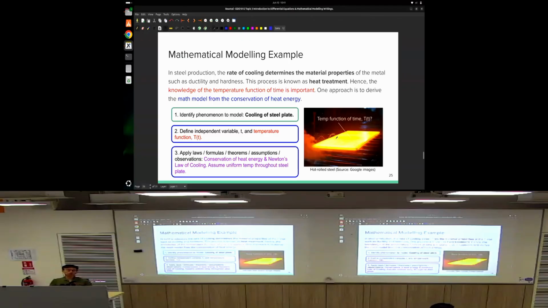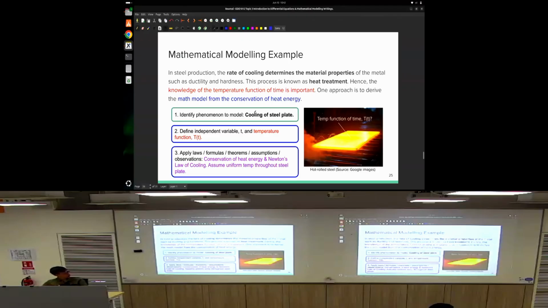Okay, and by the way, if you Google steel catalog, you will see all the different categories of steel like AISI 1036, AISI 1024, those kind. So the different AISI numbers actually define the different kinds of steel with different mechanical properties. Okay? So that's the first step, identify the phenomena.